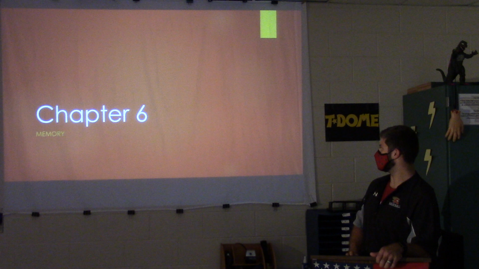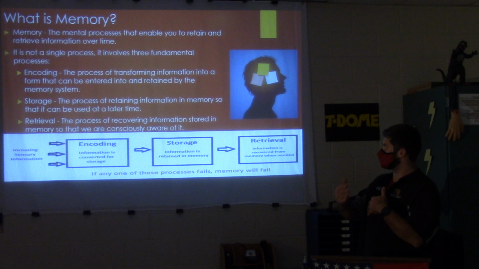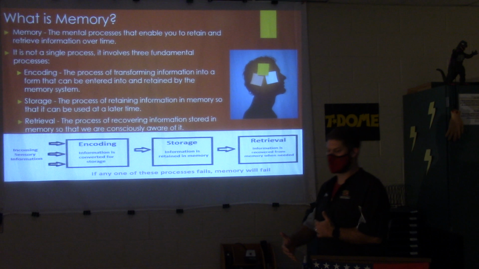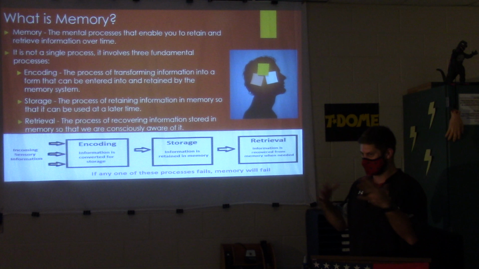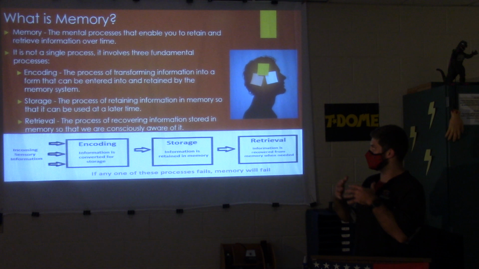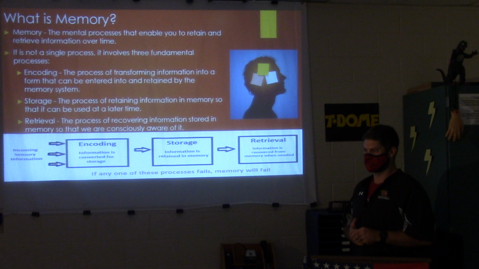So, what is memory? Mental processes that enable you to retain and retrieve information over time. It's not a single process, so certain things have to happen for memory to even exist. Three fundamental processes: encoding, storage, and retrieval. Encoding is pretty simple. Think about the word: it's getting information into your brain. It's the process of transforming information into a form that can be entered into and retained by the memory system.